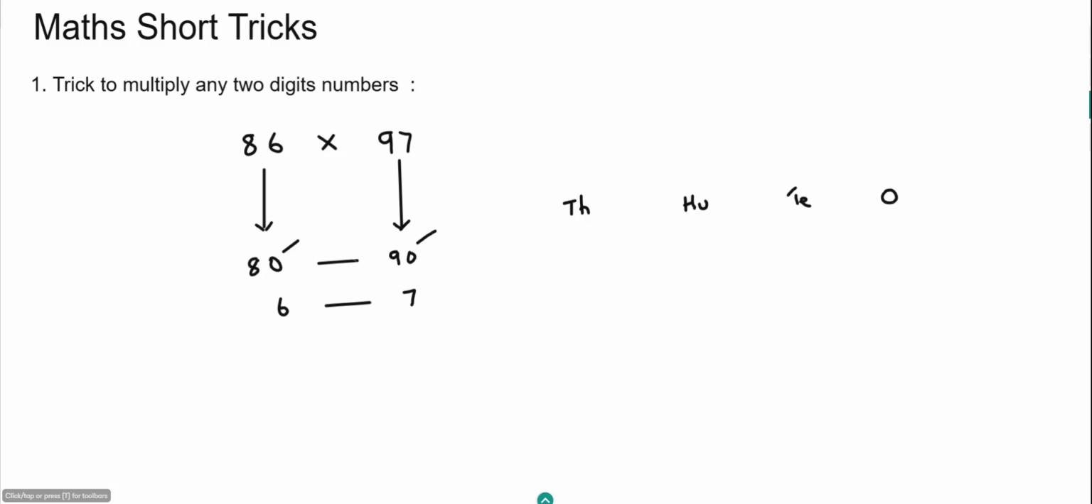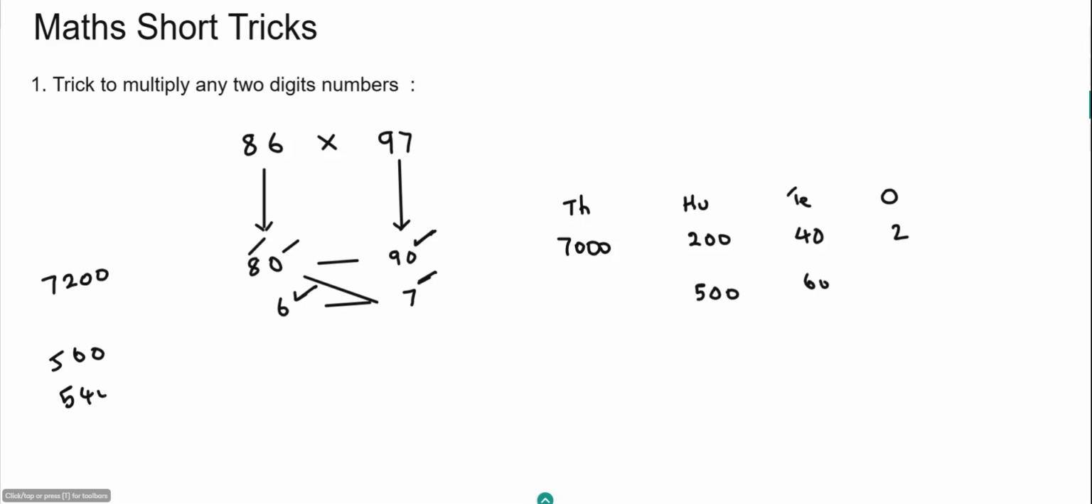So 80 times 90, that's going to be 7,200, but we will write it as 7,000 and 200. And then 6 times 7 is 42. We'll write it as 40 and 2. And then the cross products, that is 80 times 7, that's going to be 560, because 8 times 7 is 56. Then add 10. So 560, we can write it as 500 plus 60. And similarly, 6 times 90, that's going to be 540. We can write it as 500 and 40.